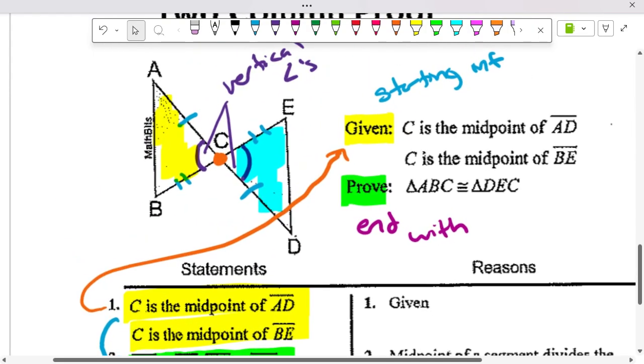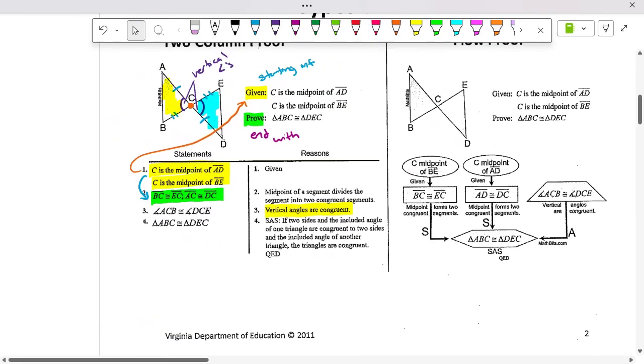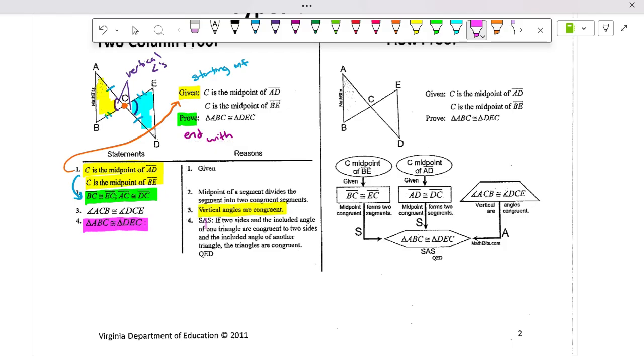So look at these two triangles. Do I have enough information to say those two triangles are congruent? Yes or no? Yeah, by what postulate? Side angle side. And that's what they stated right here. They said it's congruent by side angle side. So guys, that's how proofs work. They build off of each other.